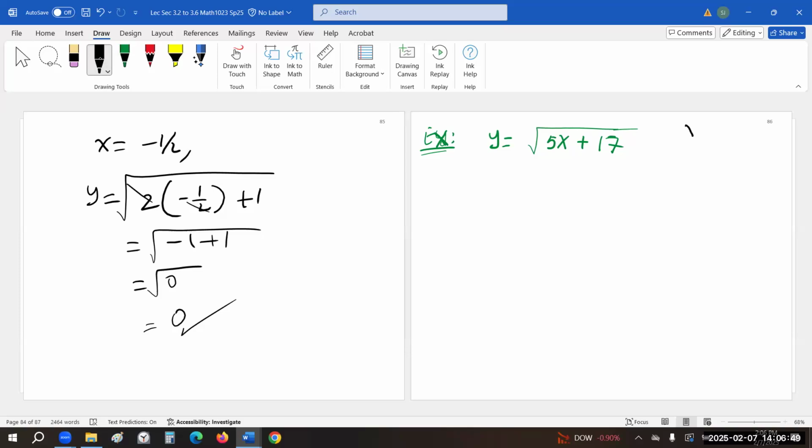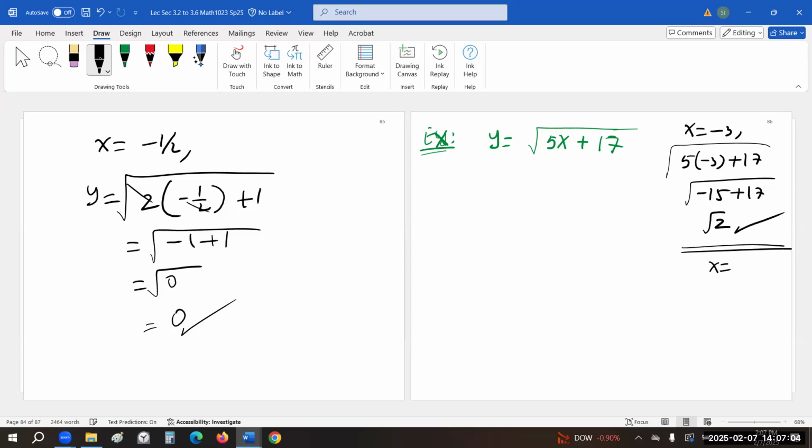You see, when x is negative 3, we have 5 times negative 3 plus 17, which is negative 15 plus 17, which is 2. Real number. But what happens when you have x equals negative 4? It's 5 times negative 4 plus 17. That's negative 20 plus 17. That's negative 3. Not real. All right. So see, it's between these two, but exactly which one?